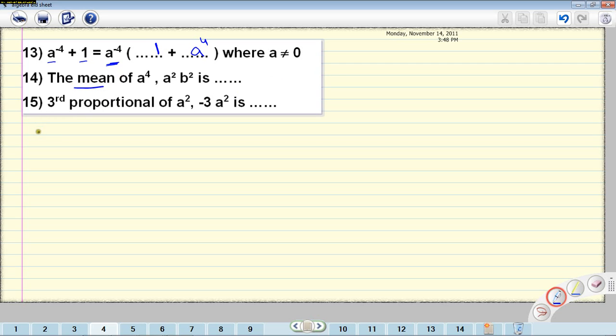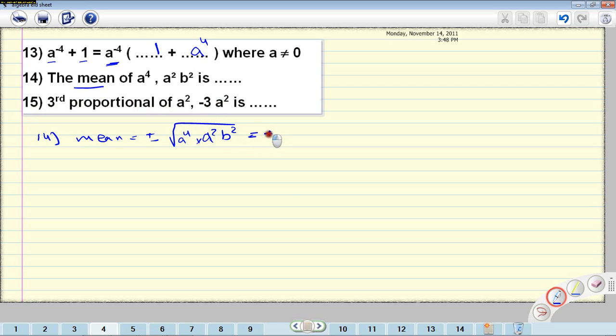The mean means the middle proportion, this continued proportion, and something like this, it's simple to get the middle proportion, because the rule of the middle proportion, or the mean, is positive or negative square root of a to the power of 4 times a to the power of 2 times b to the power of 2. Another name for the middle proportion is the mean. I said something like this in the class, but the mean here means the middle proportion.